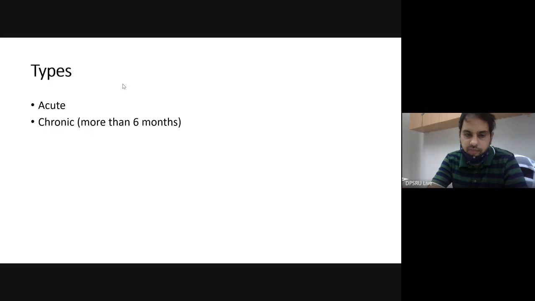And alcohol could also result in hepatitis. There are certain medications which are also a major reason for hepatitis, as is the virus. There are different types of hepatitis. There are mainly two categories depending upon the duration.